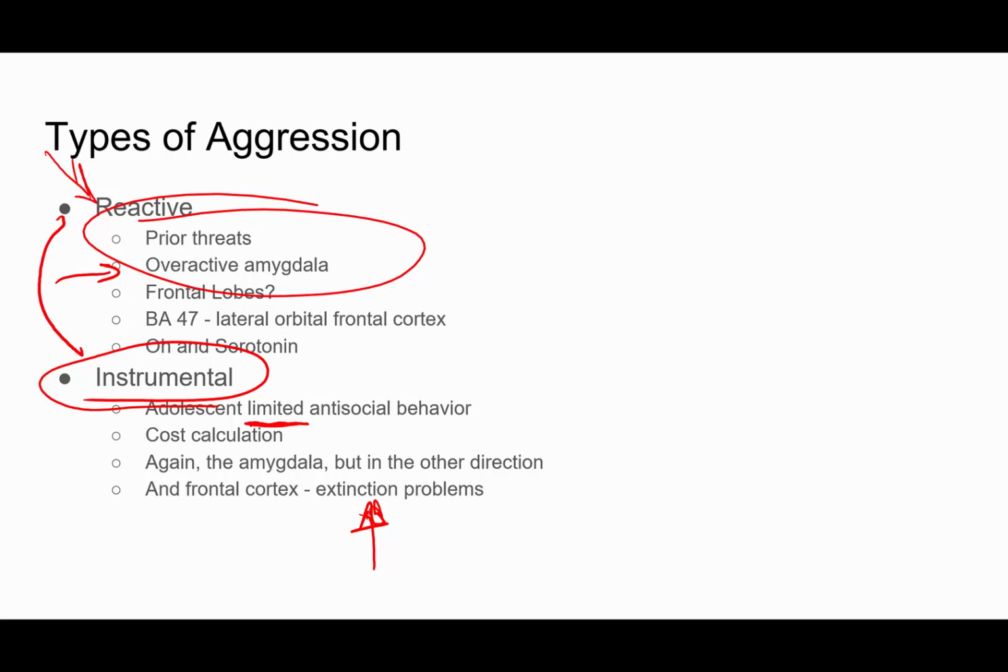Now, the problem with that is someone who has a fully developed VMPFC is very unlikely to commit a crime, right? If your VMPFC is fully developed, you might commit a crime. It might be in an instrumental situation, right? And it might be a situation where you're committing a crime because other possible outcomes are unacceptable, right? And that's something that can be rectified, right?